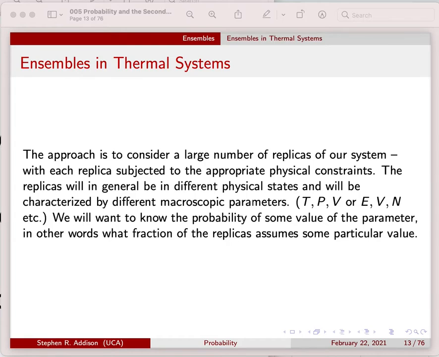Each is subject to the same physical constraints, and the state will be characterized by things like temperature, pressure, and volume, or maybe internal energy, volume, and particle number. What we want to know is the probability of some value of a parameter. The probability is what fraction of the replicas assume some particular value.